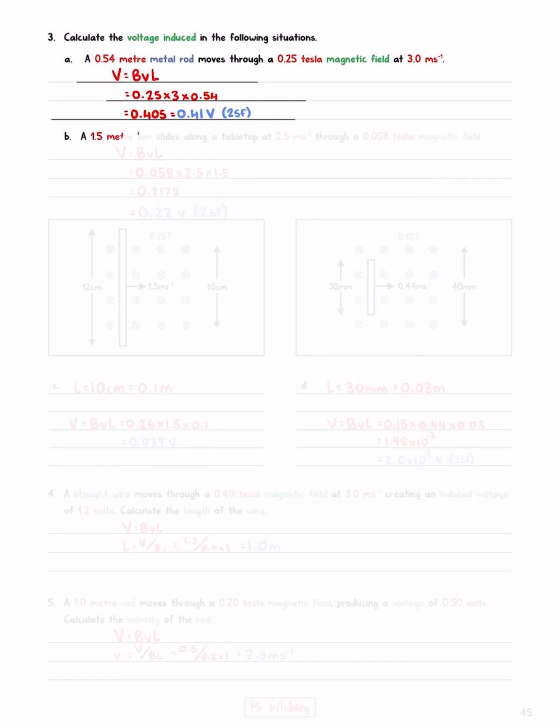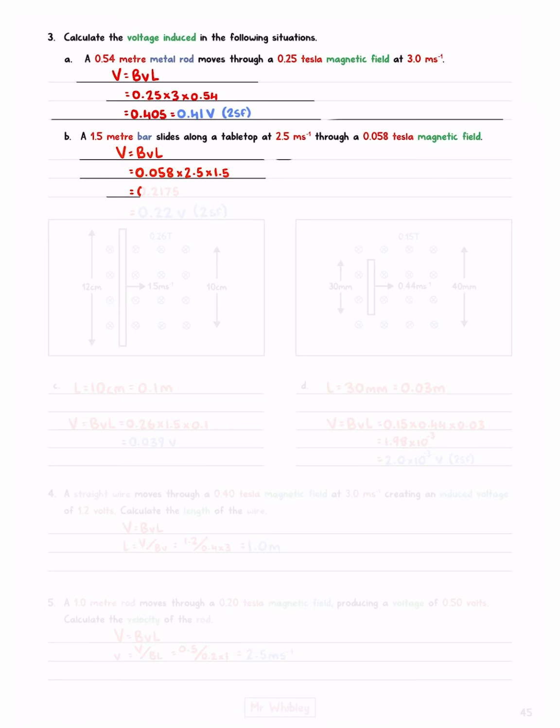A 1.5 metal bar slides along a tabletop at 2.5 meters per second through a 0.058 Tesla magnetic field. Once again, our voltage is BVL, we know our B, we know our velocity, and we know our length, which gives us 0.2175 or 0.22 volts to two significant figures.